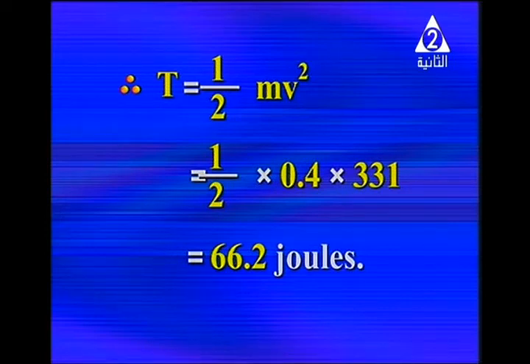Then we find the kinetic energy by two rules. The first rule, T minus T naught equals the work. Find the work, and by using the work, find the value of kinetic energy. The change of kinetic energy equals the work done. T minus T naught is the change of kinetic energy equals the work done. Then by using the rule of kinetic energy equal half mv squared, by substitution m equal 0.4 and v squared 331, the kinetic energy equals 66.2 joule.